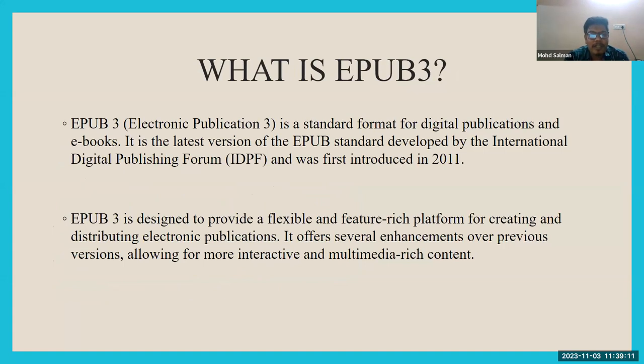And the next type, what is EPUB 3? EPUB 3 is based on the electronic publication version 3, which is a standard format for digital publications and ebooks. It is the latest version of the EPUB standard developed by the International Digital Publishing Forum, IDPF, and was introduced in 2011. EPUB 3 is designed to provide a flexible and feature-rich platform for creating and distributing electronic publications. It offers several enhancements over the previous versions, allowing for more interactive and multimedia-rich content.